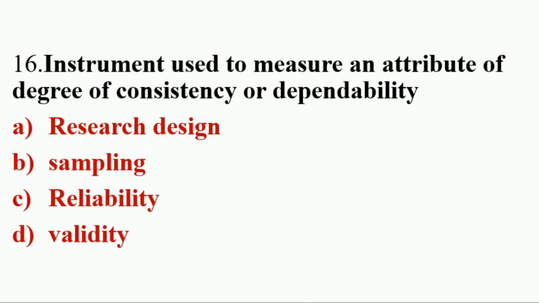Next question. Instrument used to measure an attribute of degree of consistency or dependability. Options: A. Research design, B. Sampling, C. Reliability, D. Validity. Answer is C. Reliability. So reliability, it is a degree of consistency with which an instrument measures the attribute it is supposed to measure. The difference between the reliability and validity was explained in the part 1 video.